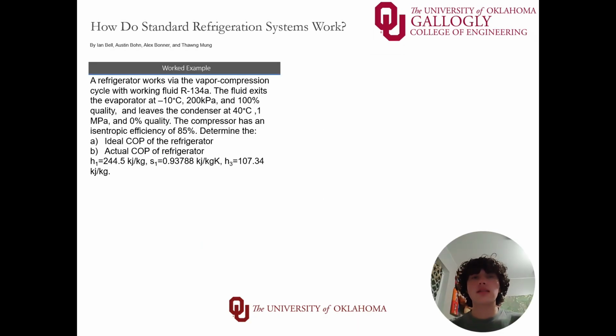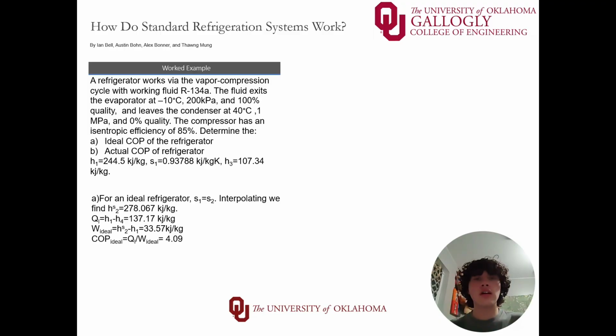Hello, I'm Alex, and I will go over our worked example and our conclusion. The problem statement provided gives us the information for a refrigerant working through the vapor compression cycle. The given values are from state 1, which is the compressor inlet, and state 3, which is the condenser outlet. Using these values, we can find the enthalpy and entropy at state 1 and the entropy at state 3. For an ideal refrigerator, the entropy does not change when passing through the compressor, as this is an isentropic process. Using this knowledge, we calculate the ideal enthalpy at state 2, which is the compressor outlet, where the refrigerant is known to be a superheated vapor.